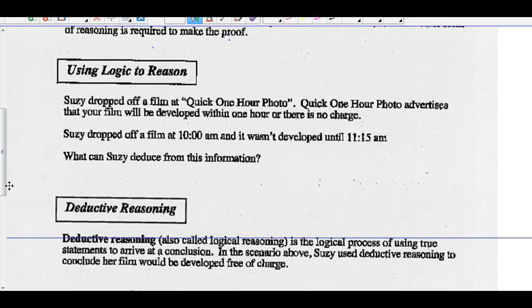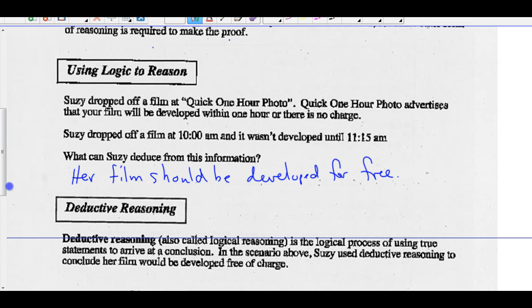Susie dropped off her film at Quick 1 Hour Photo. Quick 1 Hour Photo advertises that your film will be developed within 1 hour, or there's no charge. Susie dropped her film off at 10 a.m. and it wasn't developed until 11:15 a.m. What can Susie deduce from this information? Well, she should deduce that her film should be developed for free. It took longer than the hour, so there should be no charge.